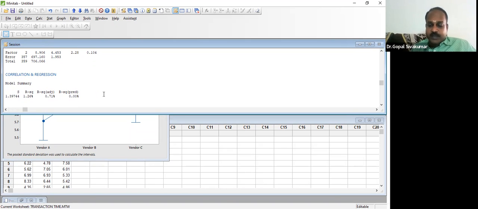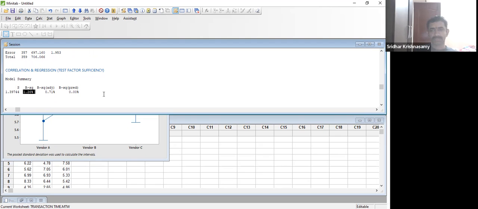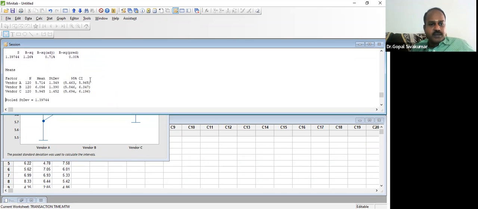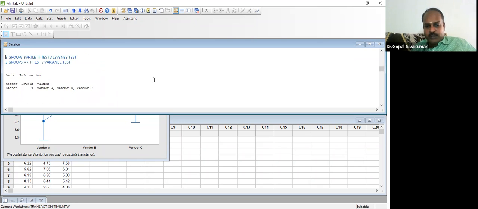Be ready for it. This correlation analysis is required to test factor sufficiency. What is that? Factor sufficiency. For example, in this case, in the model summary, R square is telling you the value is 1.26%. Minimum 80% should appear here to say the factors are sufficient to make the decision. Right? Now it is very, very low. So we will understand the R square tomorrow. And now the MINITAB method of doing ANOVA is also understood.